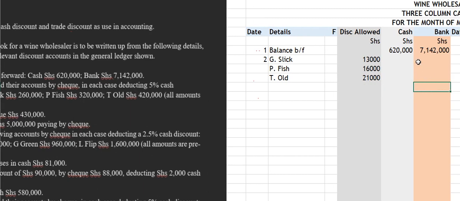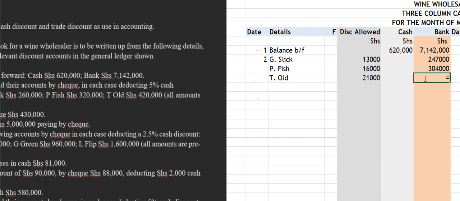So Gislick is to pay 260, but of course there is a discount allowed, so I'll get the 260,000 minus the discount, because the 260,000 is pre-discount. So we receive 247,000 from Gislick. Then Pfish is to pay 320,000, but because of the discount of 16,000, we receive less. We receive 304,000 from Pfish.